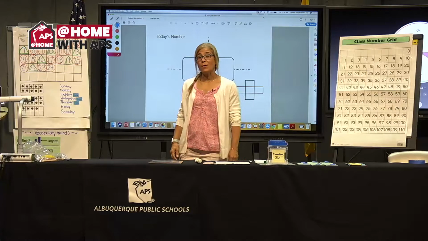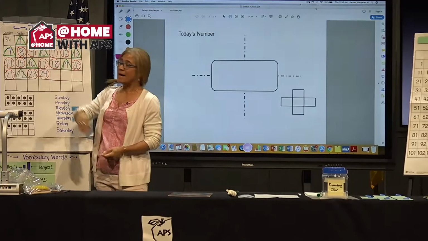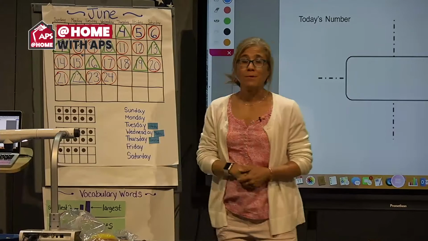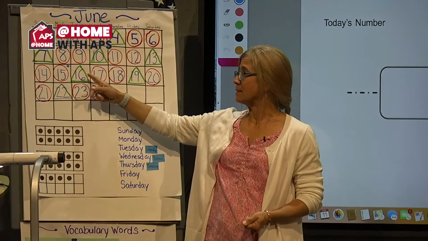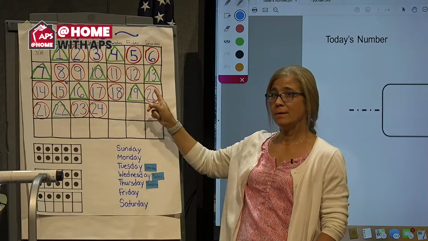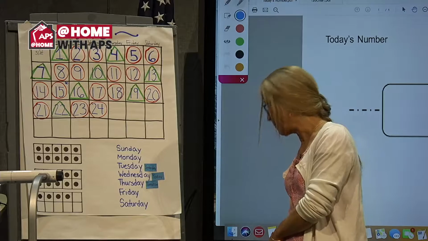So what month are we in again? Do you remember? That's right, the month of June. Today is Thursday, and now we need to figure out what is the number of the day? What's our date? So let's count from last Monday, 15, 16, 17, 18, 19, 20, 21, 22, 23, 24. That's right, 25. Let me find my blue marker.